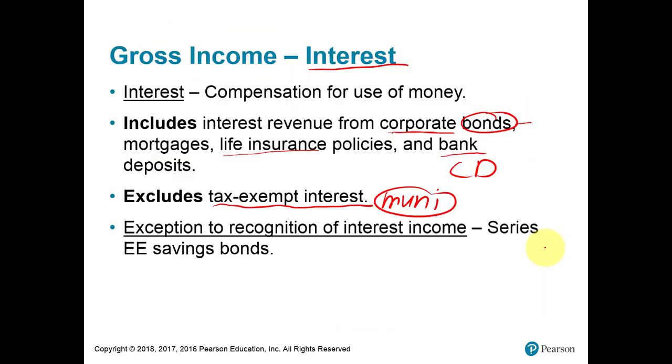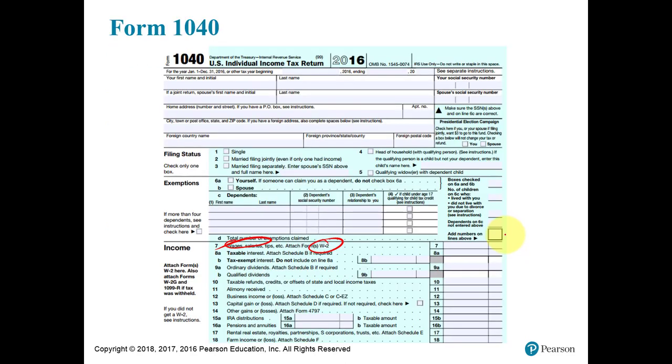Let me go back to the 1040 form again. Here on line 8a, even if your interest is less than $1,500, you still have to report the total here. It's when it's more than $1,500 that you have to fill out that Schedule B. You also have to report tax-exempt interest, that municipal interest, here on line 8b. Even though it's not added in with the other income and you don't pay tax on this income, it is still disclosed, and we'll see why later on.